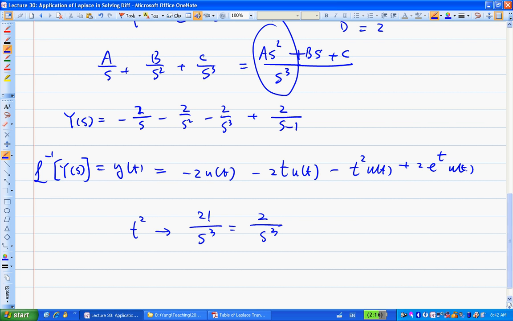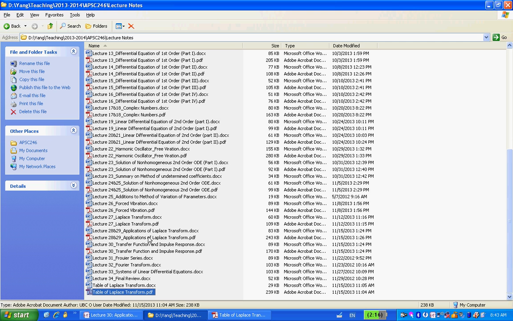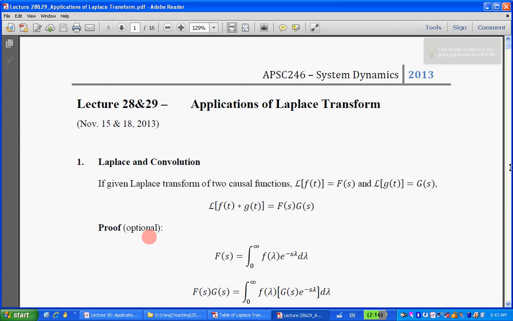Is that clear? Any questions? So the skill I need you to master here is how to properly decompose, and how to find the inverse based on the given Laplace table. Now here's a general summary.